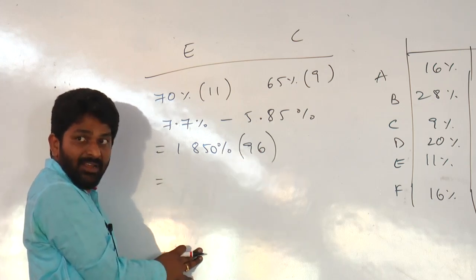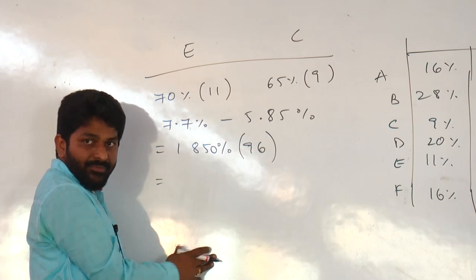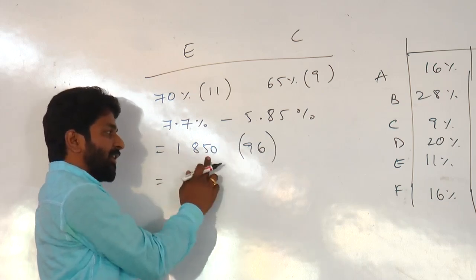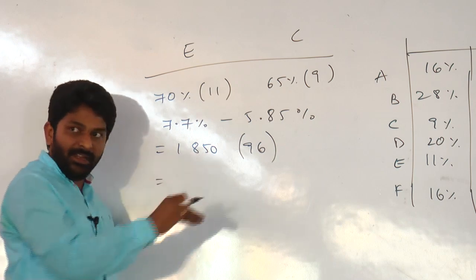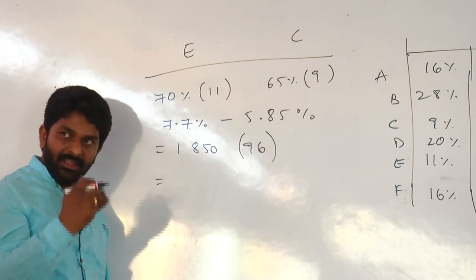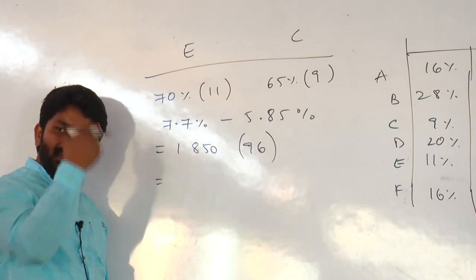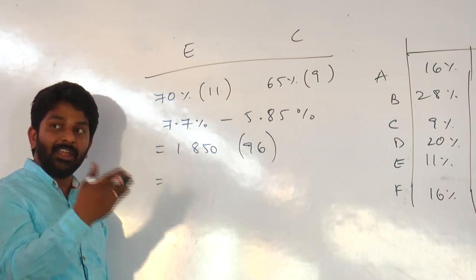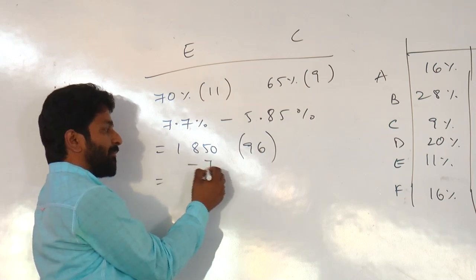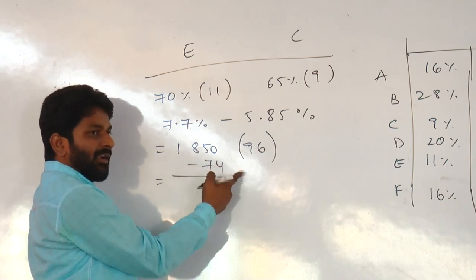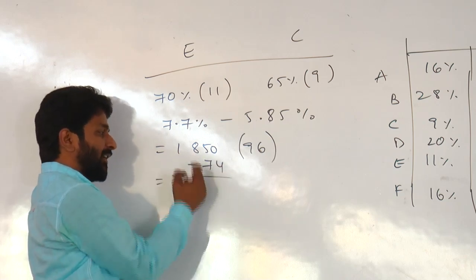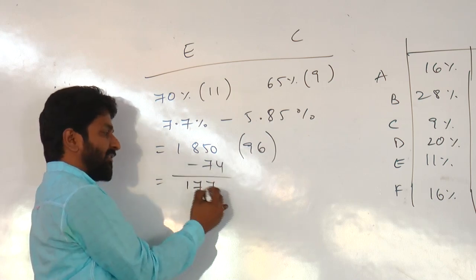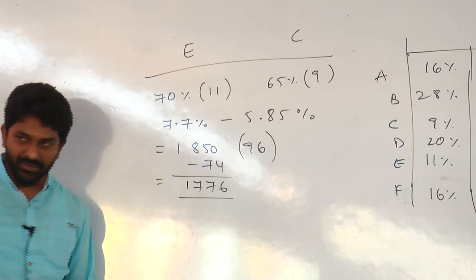96% is easy to calculate. 100% minus 4%. 100% in the sense 1850 only. 10% is 185. 1% is 18.5. I need to calculate 4%. 1%, double, again double. 18.5, double, 37, again double, 74. I need to subtract 74. Subtract 100, add 26. Subtract 100, 1700. I have 50 here and I need to add 26, 76. 1776 is our difference.